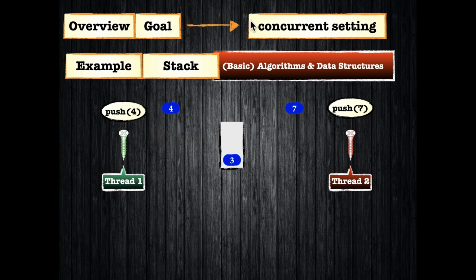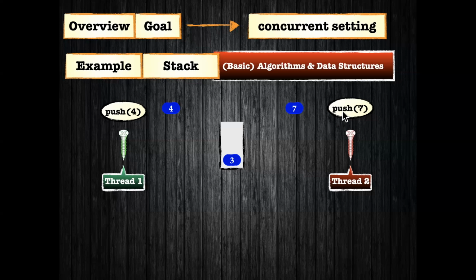The goal of the course is to go to the concurrent setting, to reconsider basic algorithms and data structures, but now in the concurrent setting. As an illustration, let's go back to a stack. Now, suddenly, instead of one thread, we may have two threads. Usually, you have thousands of threads. And suppose that these two threads are trying to do two push operations simultaneously.